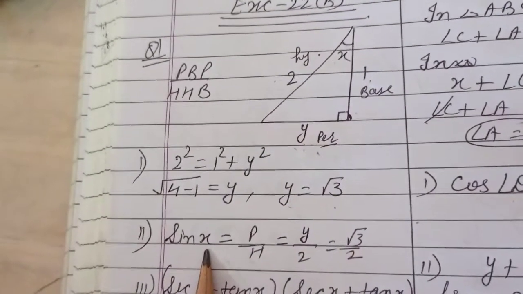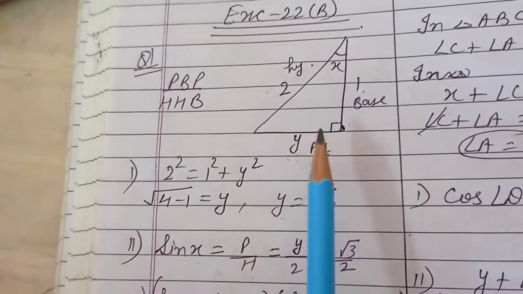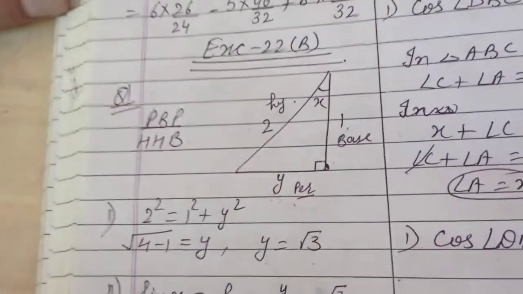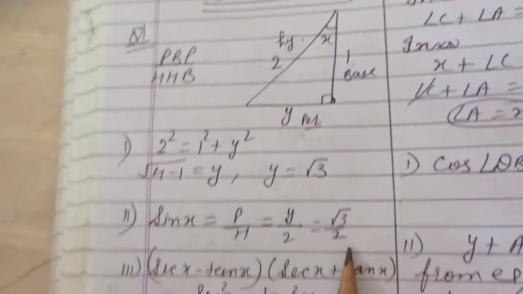Second part, you have to find sin x. Sin is equal to p over h. What is perpendicular? Y, hypotenuse 2. So y over 2, put the value, root 3 by 2.